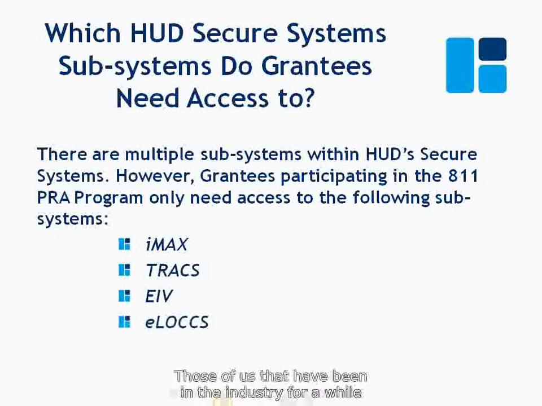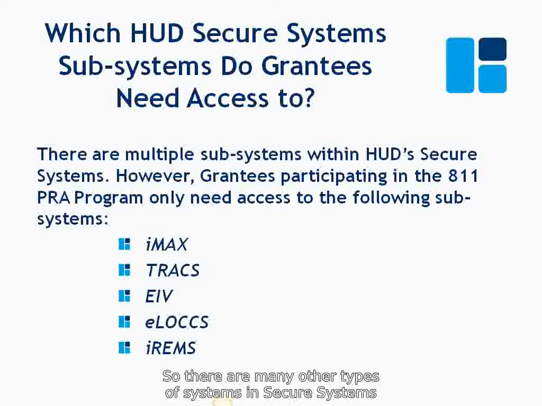Those of us that have been in the industry for a while are accustomed to the acronyms and the verbiage that's used to describe these, but if you are new to secure systems, these acronyms don't necessarily make a whole lot of sense. So I just want to spend a couple of minutes telling you about the systems that you're going to need access to. There are many other types of systems in secure systems that we're not going to talk about today because they aren't directly related to the administration of the PRA 811 contract.